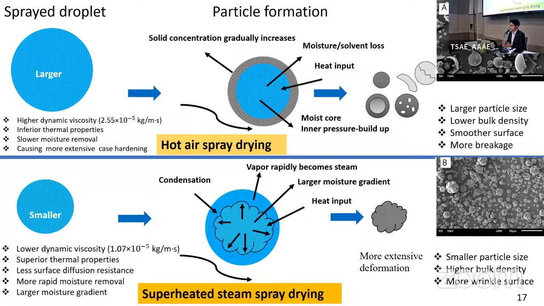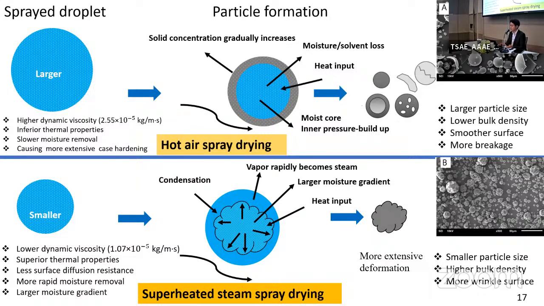This is probably because of some reasons. First, initial spray droplets under superheated steam are much smaller than those of hot air due to the lower dynamic viscosity of superheated steam. Lower viscosity leads to the feed solution being easier to tear apart, thus a smaller initial droplet size. Second, steam spray-dried powder appears as smaller particles with highly wrinkled surfaces.